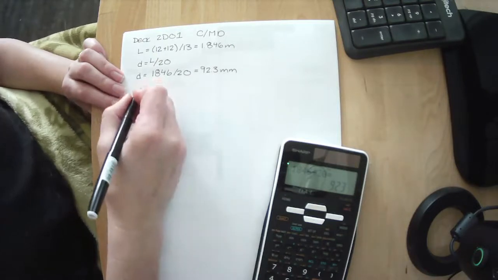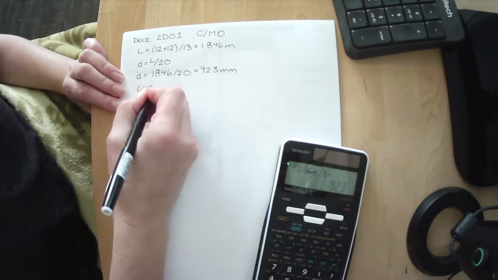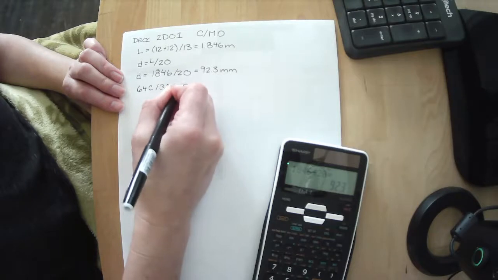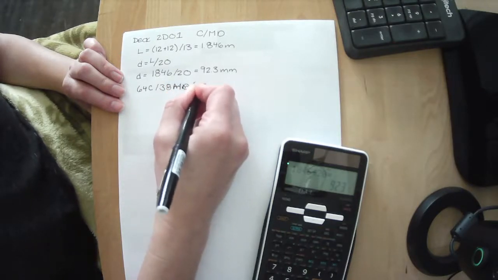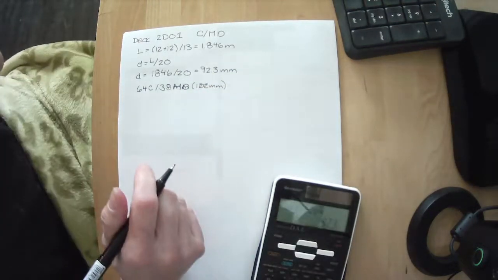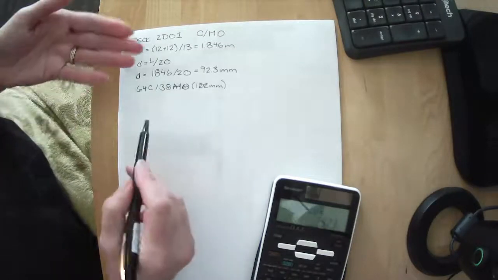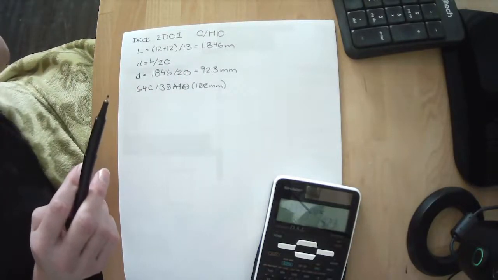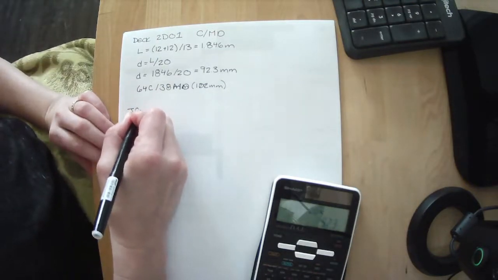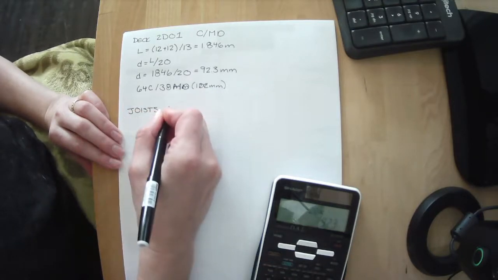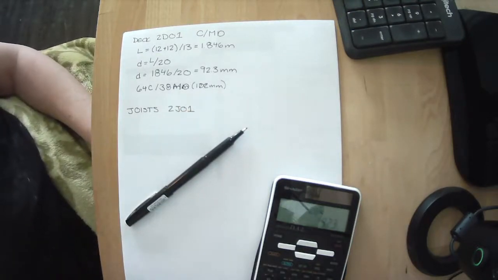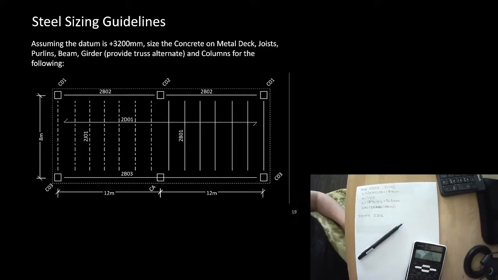We know that 64 concrete on 38 metal deck, which is 102 millimeters deep, is a really good choice. We know that it could go up to about 2 meters on center, so it looks like this is a pretty good choice. We're just a little bit under 2 meters on center. So the next thing they asked us to size were the joists. And those were 2J01. Let's take a look at what our drawing looks like here.